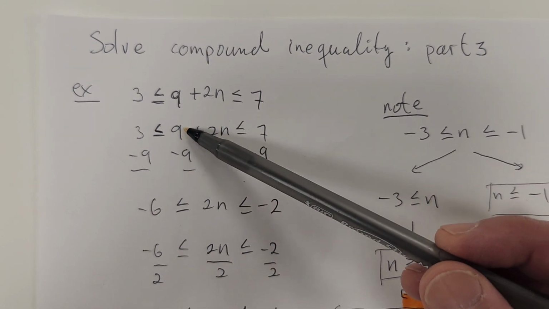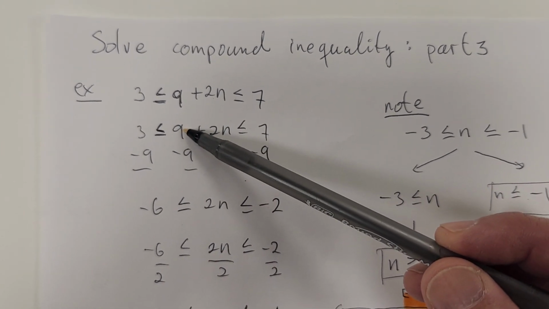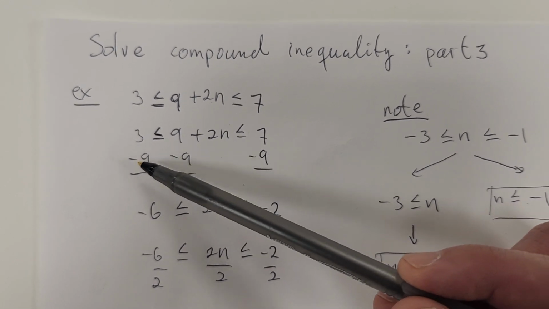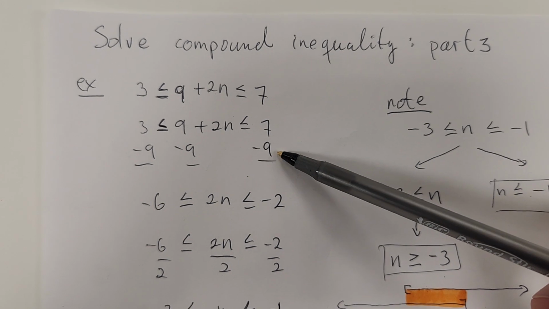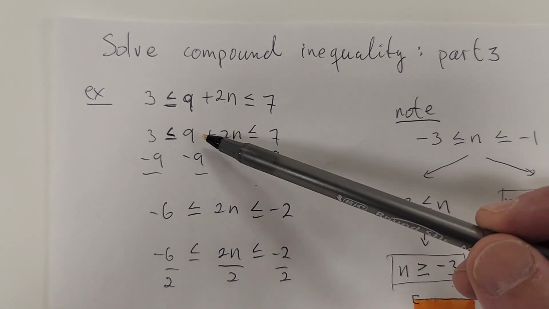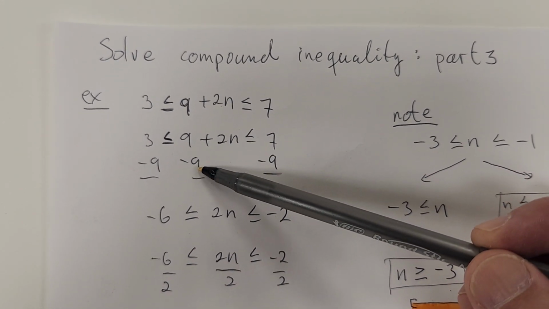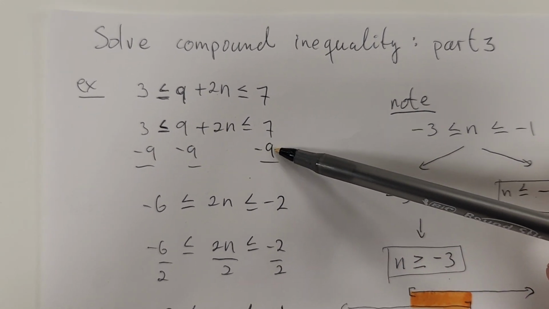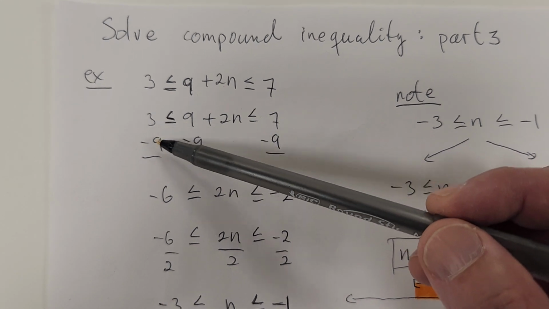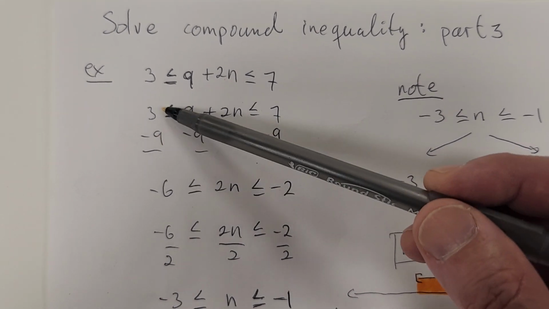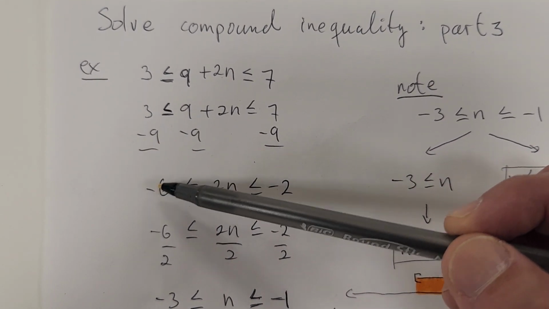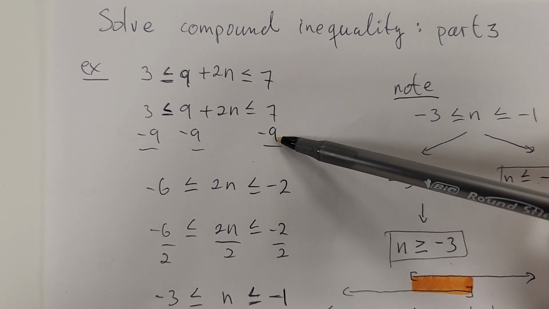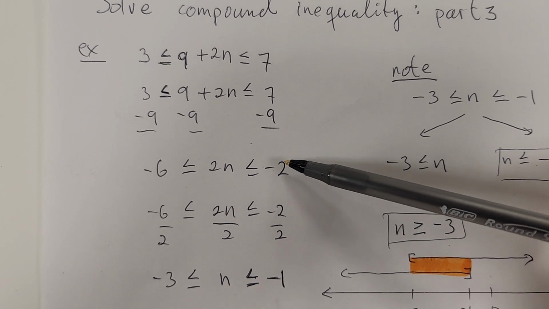Okay, so let's move this 9. Since this is positive, it will be negative. Also, take this negative 9, do to the left and do to the right side. Again, this is positive 9, so we'll get rid of it by subtracting 9 to the left and also to the right. Okay, so then 3 subtract 9 will give me negative 6. This 9 goes away, bring down the 2n. 7 subtract 9 gives me negative 2.